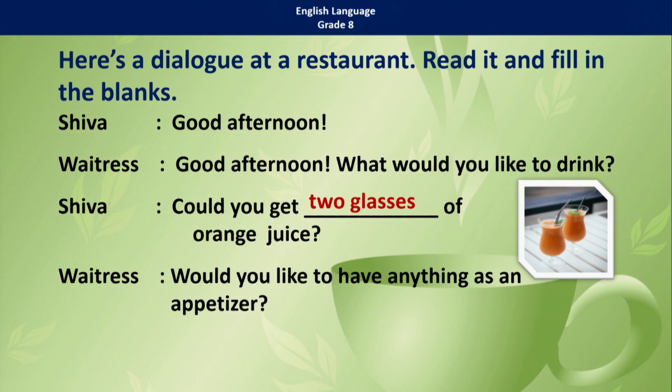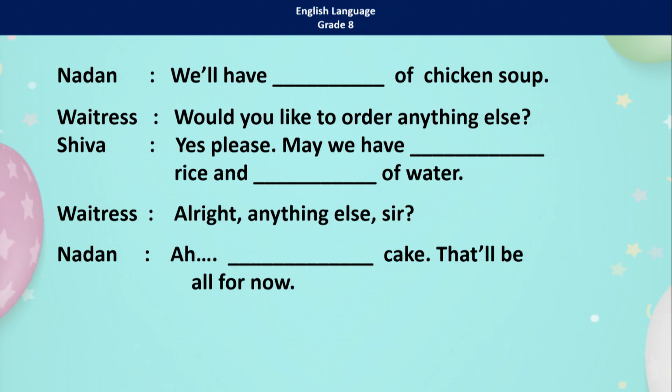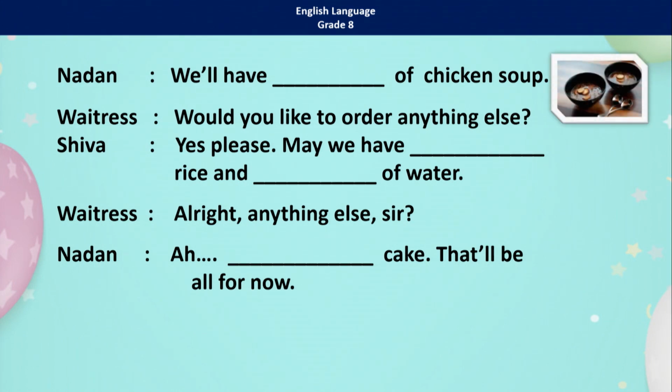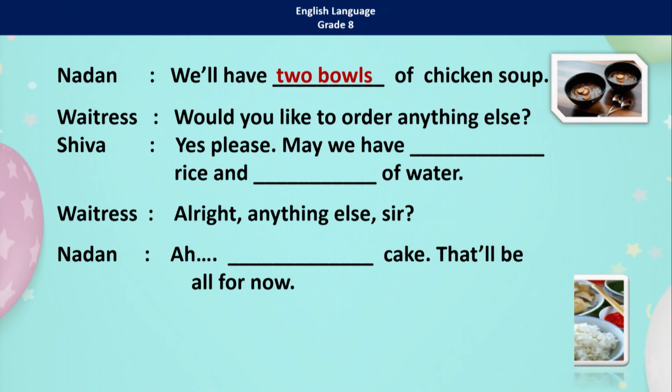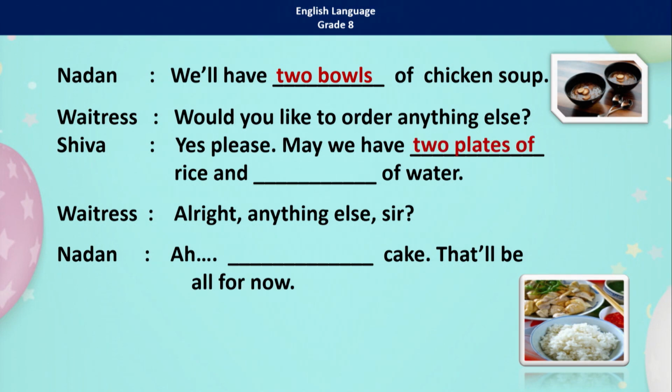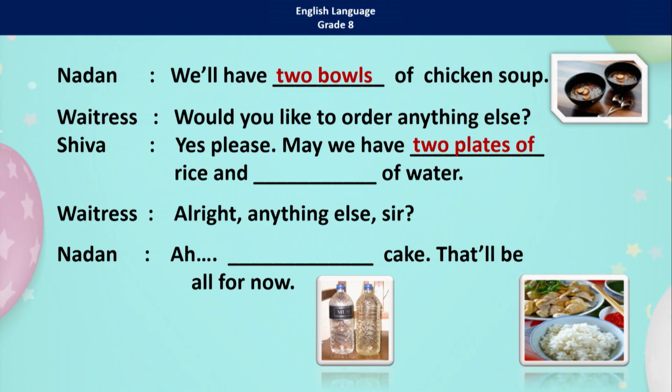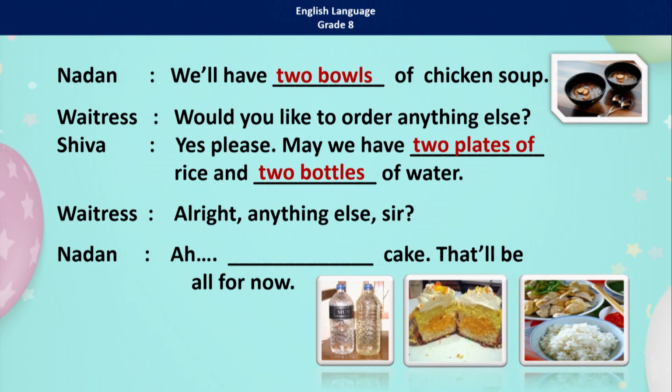Shiva and waitress. Shiva: Good afternoon. Waitress: Good afternoon. What would you like to drink? Shiva: Could you get us 2 glasses of orange juice? Waitress: Would you like to have anything as an appetizer? Shiva: We'll have 2 bowls of chicken soup. Waitress: Would you like to order anything else? Shiva: Yes, please. May we have 2 plates of rice and 2 bottles of water? Waitress: Of course. All right. Anything else, sir? Shiva: 2 pieces of cake. Waitress: Of course. 2 pieces of cake. That will be all for now, right?